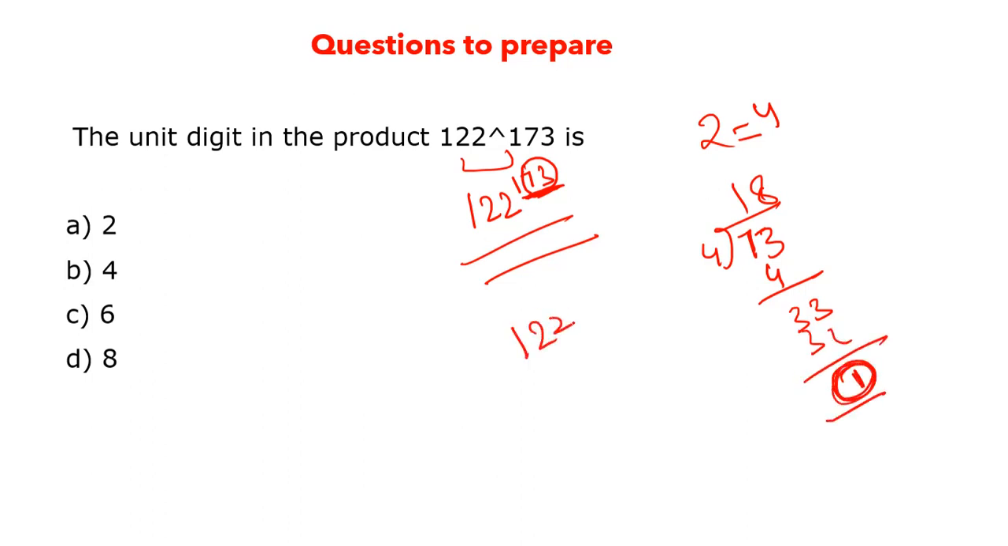So now we have 122 raised to 1. Here also you don't have to worry about the whole number. Just take care of the unit digit we have to consider, right? So 2 raised to 1 is going to give me 2. So what is going to be the unit digit? 2. You can see how simple it has become now, right? So let's see the next question now.